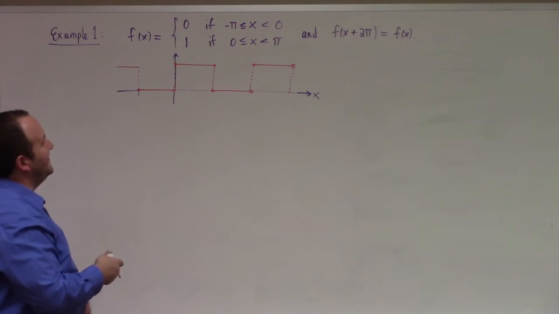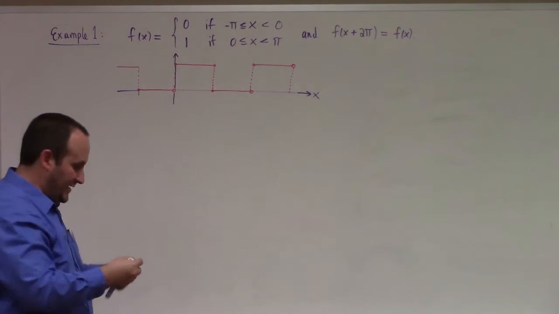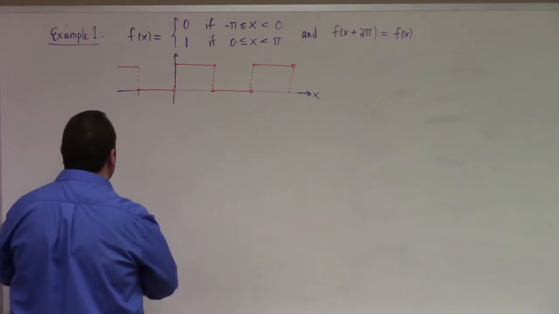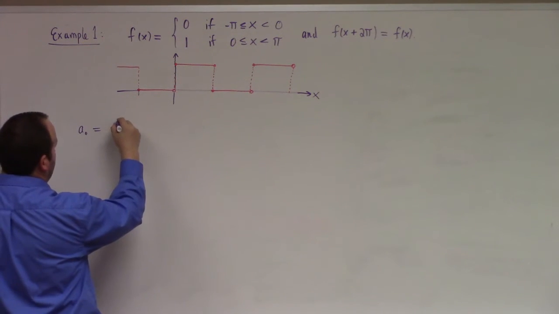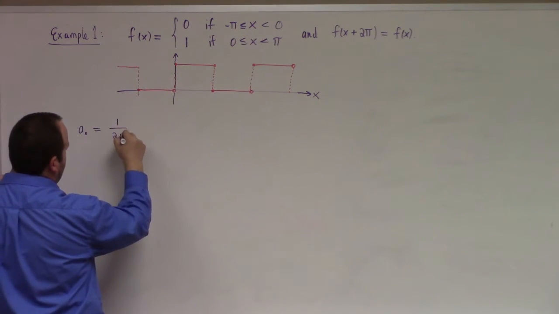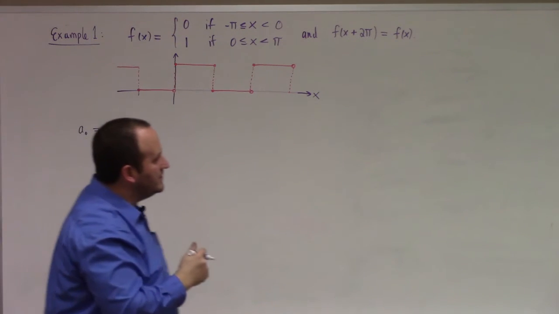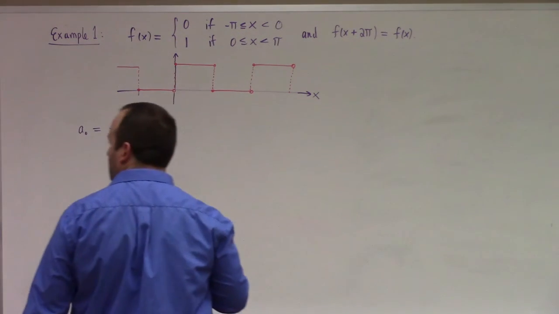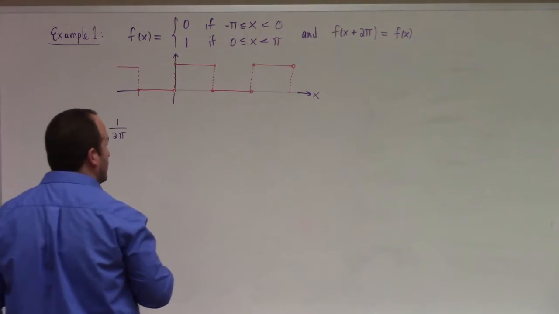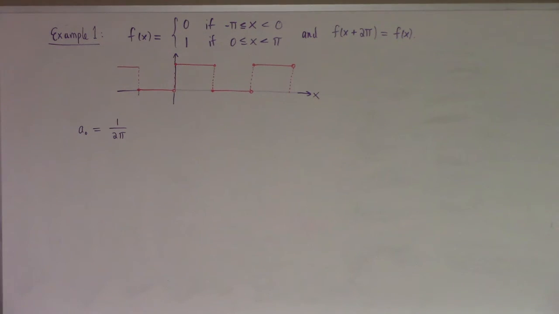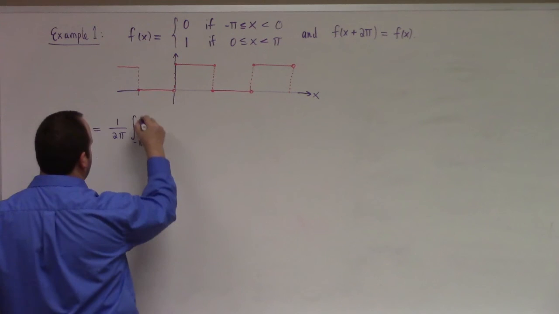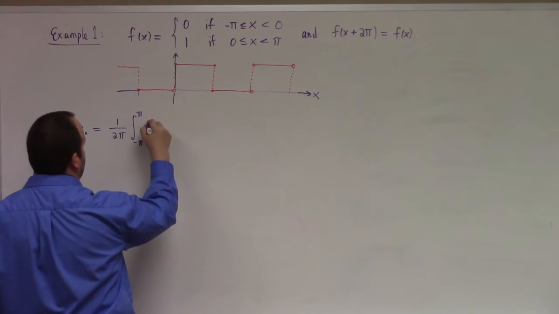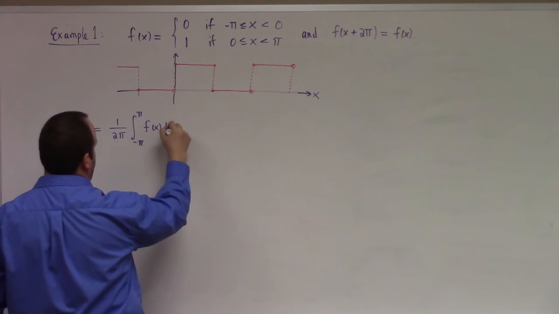No, I'm sorry. So let's figure it out. We got to do some integration, right? It's not too bad. So a sub 0, we need a 1 over 2 pi. Integrate from minus pi to pi, f of x dx.